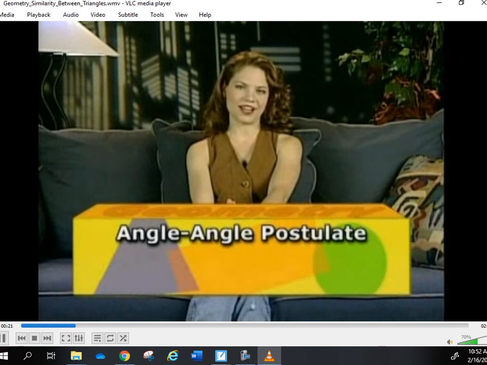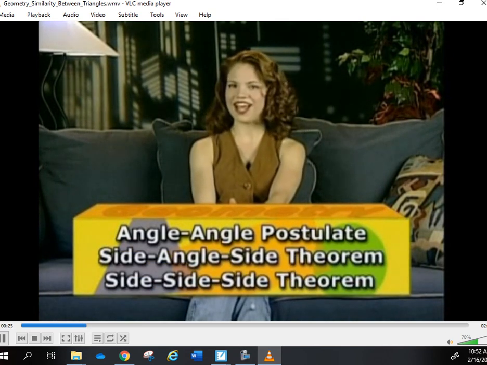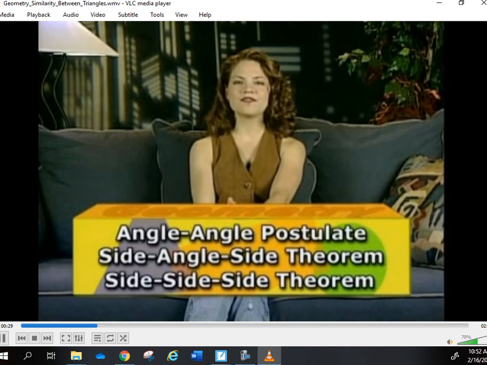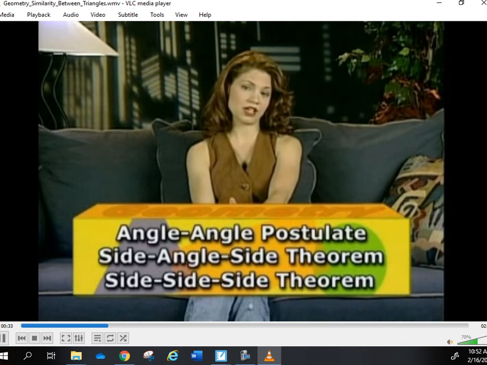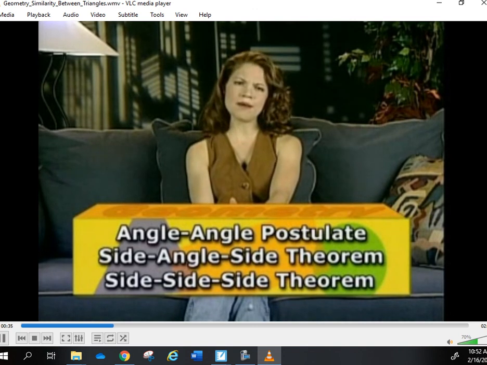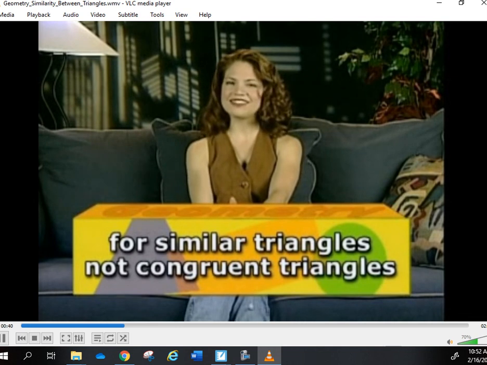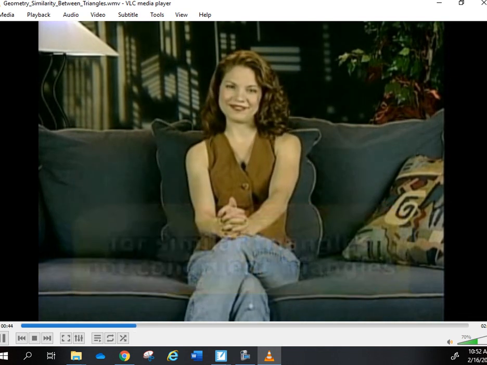The angle-angle postulate, side-angle-side theorem, and side-side-side theorem are a lot like the other theorems we use to prove triangles congruent. We can still divide polygons into triangles and use the similarity postulates like we did with the congruent postulates. But remember that these are for similar triangles, not congruent triangles. Let's take a look at our new postulate and theorems and solve a few examples with them.